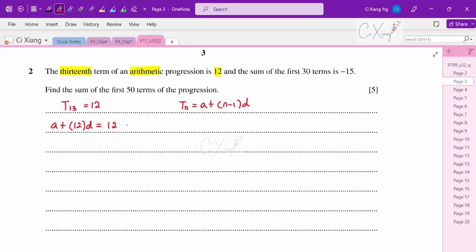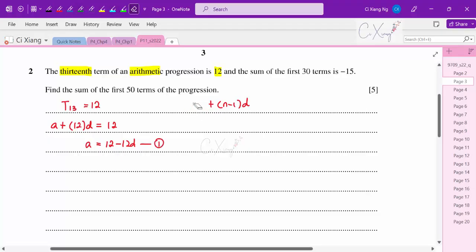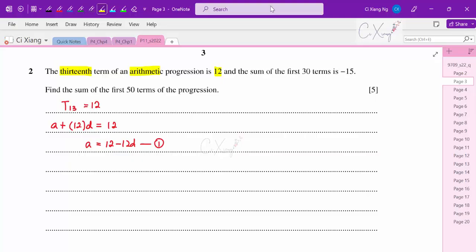Alright, so from here, I get my very first equation. Maybe I would like to make a the main subject, so I'm having a equals 12 minus 12d. I will put this as the first equation. Okay. And if we continue further, you can see that the sum of the first 30 terms is -15. So from this statement, we can write another important equation where the sum of the first 30 terms should be equal to -15.